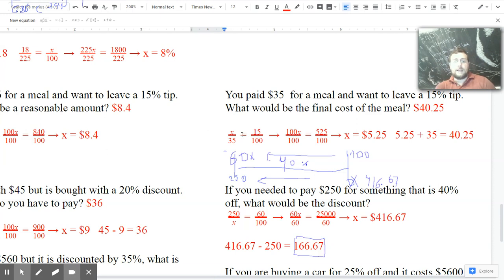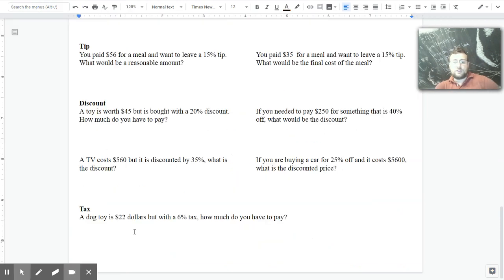We still have one last kind of problem that we have to tackle, which is a problem with tax. Notice that they want to know how much you have to pay after the taxes. So all you have to do is figure out the tax and add it to the total. Very similar to what you did with the tip. Try that problem out.